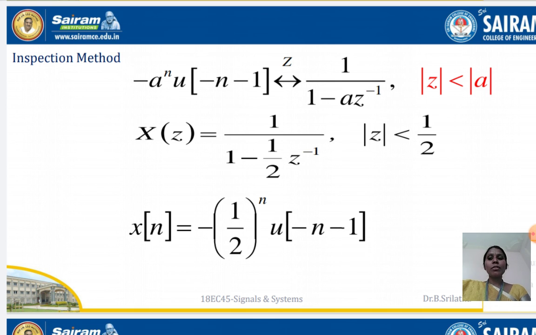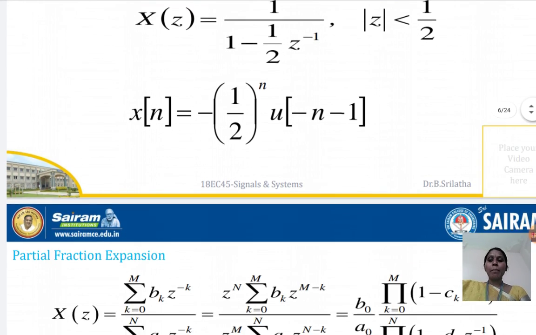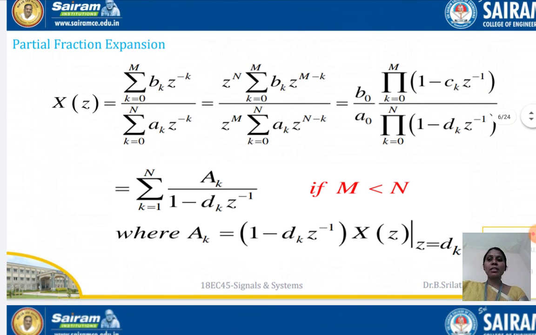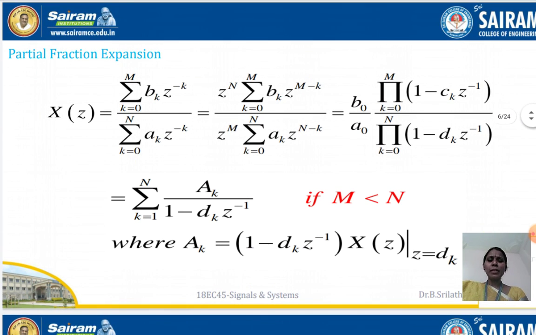If it is a second order system, it's very difficult to go for the inspection method. For such types of problems, we go for another method, which is the partial fraction method. This is a very important method and very easy. So now I am going to consider X of z.